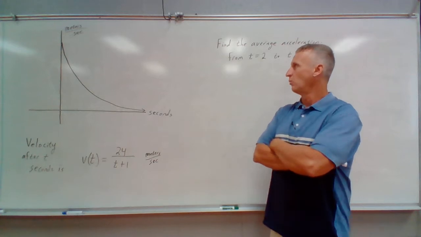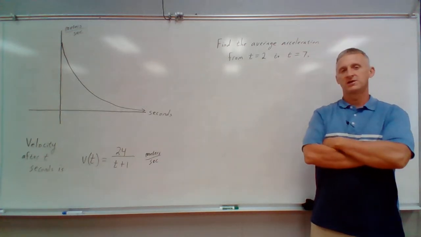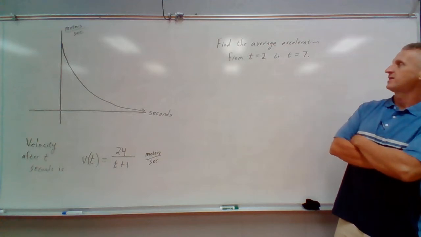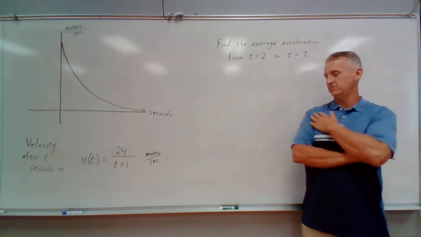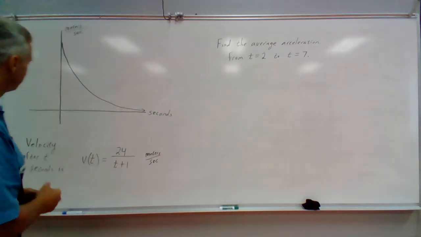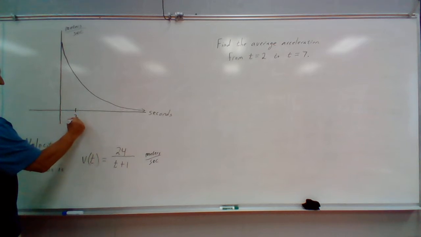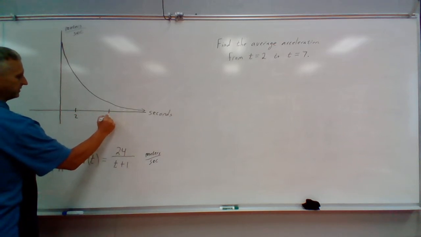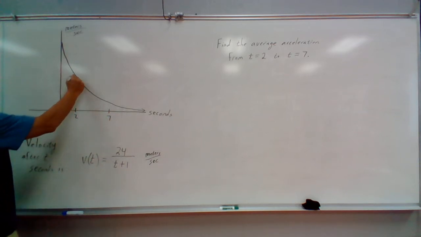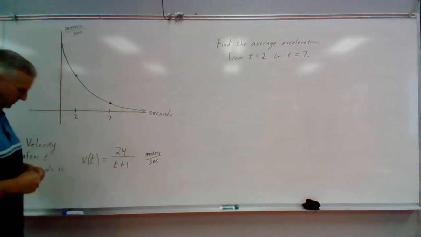Okay, so we want to find the average velocity over a certain interval. Okay, so we want to find the average velocity from time 2 to time 7. So we do that just like we've been doing. Our time is on this axis, so here's time 2. Here's 7 seconds. We'll draw a secant line.